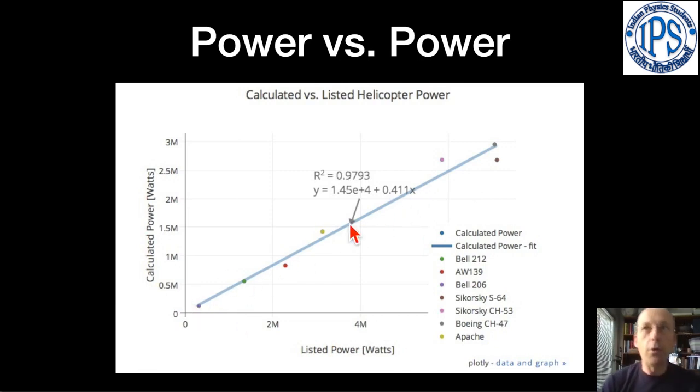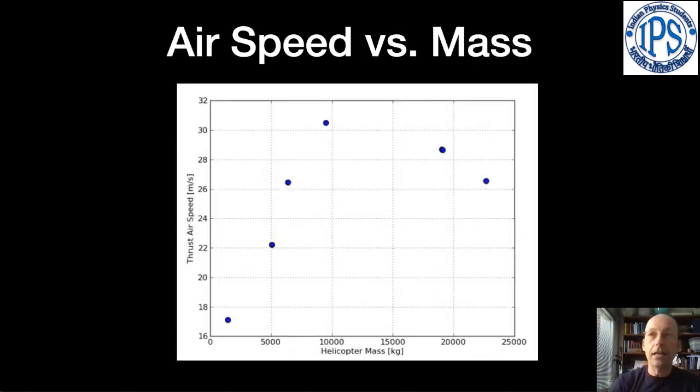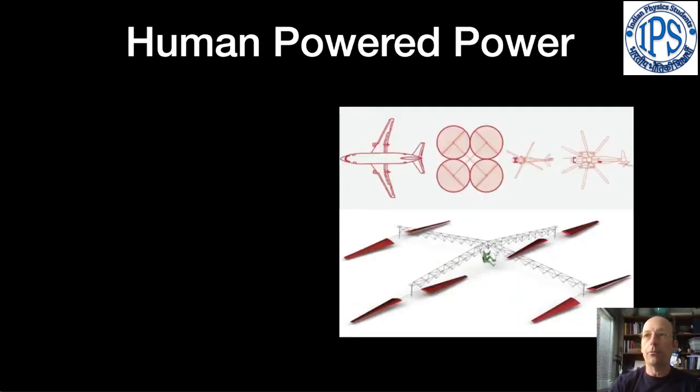So that model, even though it seems like helicopters are way more complicated than throwing down air, works fairly well. If I plot the airspeed calculated for hovering as a function of mass of the helicopter, I get this. And this says that there's really no huge relationship between the air that gets thrown down and the mass of the helicopter, but you do see that there's some maximum of 31 meters per second and a minimum of 15. So we have some range that makes sense. So let's use these values for power and go back to the human-powered helicopter and just make some calculations.